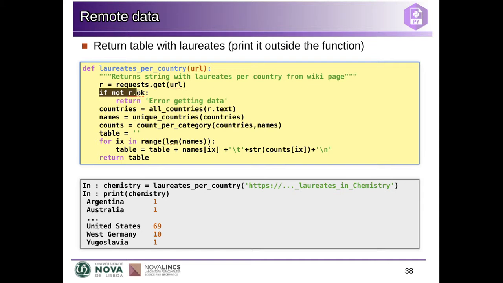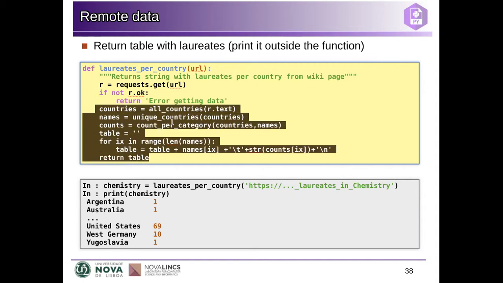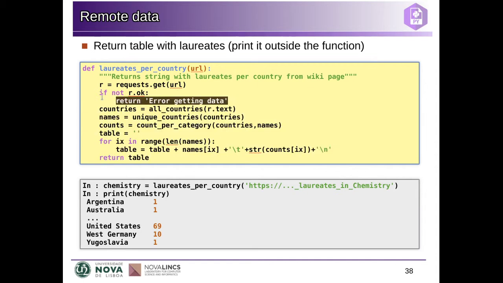Note that this return is only executed if this condition is true, that is, if it's not okay. But once the return is executed, Python immediately exits the function. So in this case, nothing else will be done if the return is executed. It is not the if that is to blame for that, but the return, which forces Python to exit from the function. So if everything goes well, we get all the countries from the text of the web page.